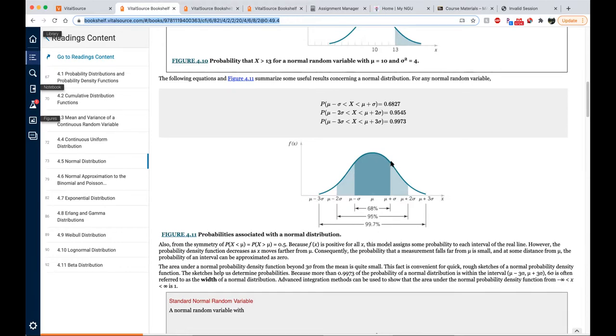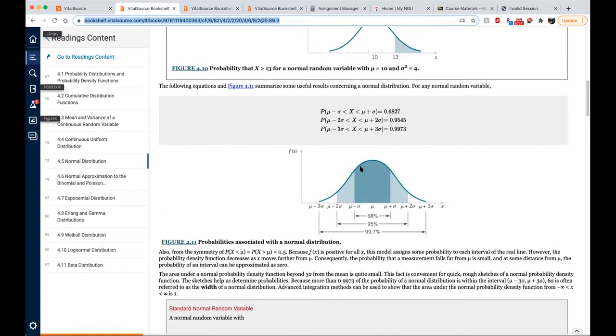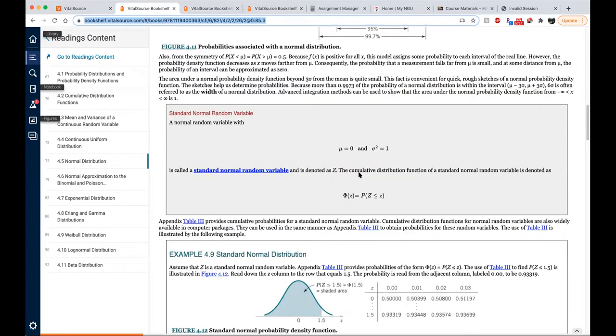Okay, so the name of this is called the range rule of thumb. Sometimes it's useful to figure out how many of the values are within sigma, 2 sigma, 3 sigma. Okay, so now the next one is the standard normal distribution.